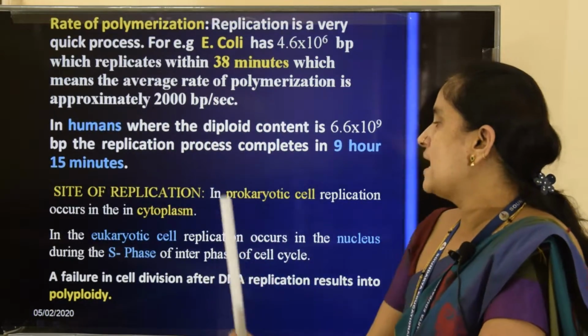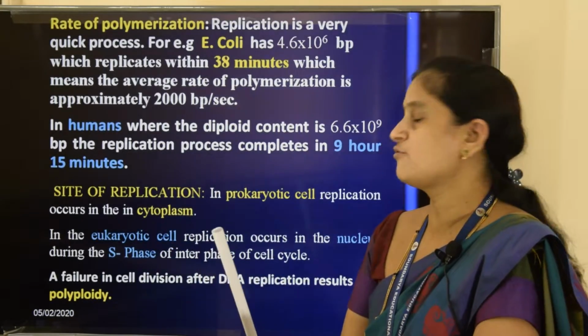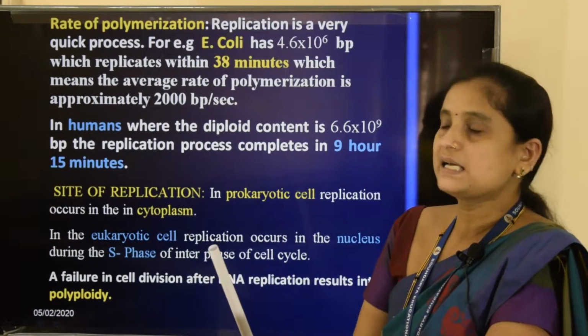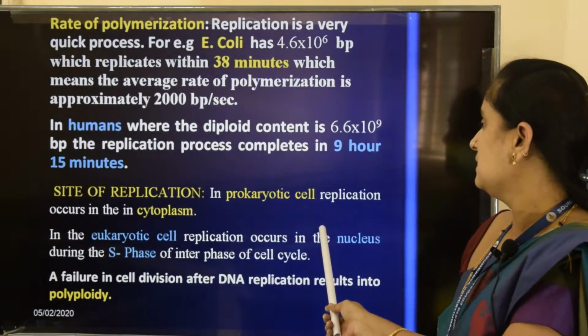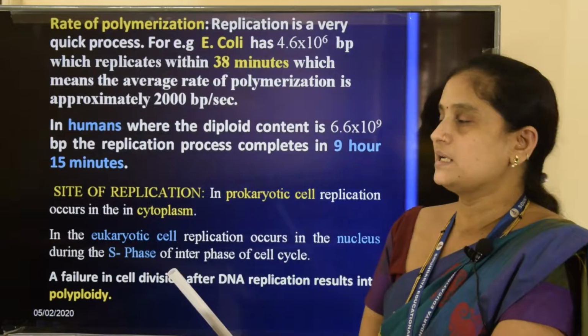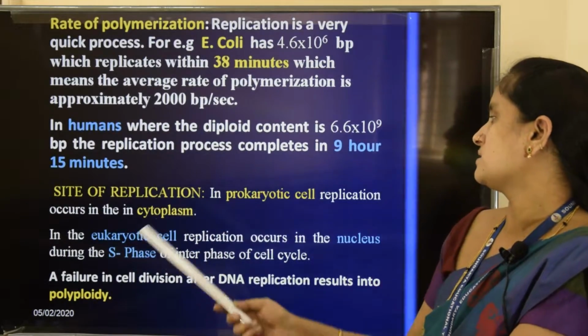Now, where does the replication take place? This is also very important for competitive examinations, as I have already explained with respect to the cell cycle. Site of replication: if you take the prokaryotic cell, where they do not have a well-defined nucleus, the genetic material is freely scattered in the cytoplasm.